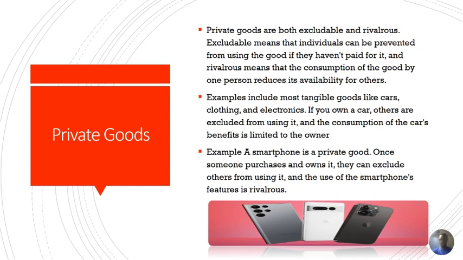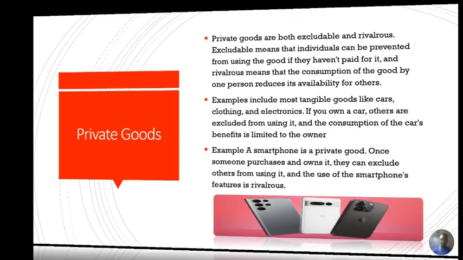And also, another example of a private good is a smartphone. Usually, it's a personalized product. When someone purchases a smartphone, they own it. They can exclude others from using it because it's put under private property. Also, we look at the smartphone features, which are attained by only one person.